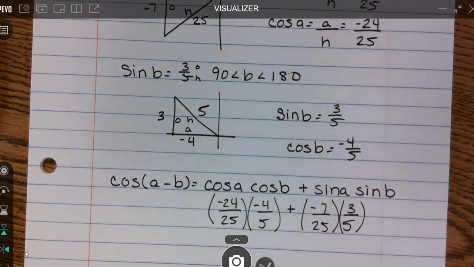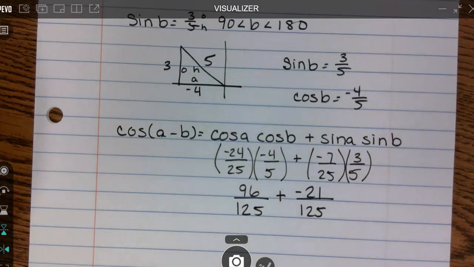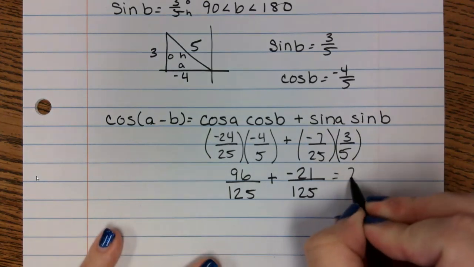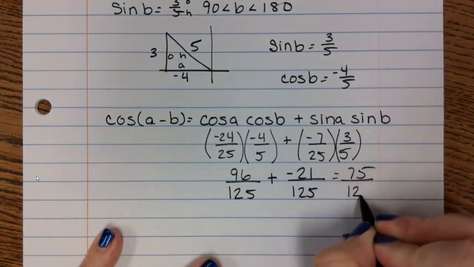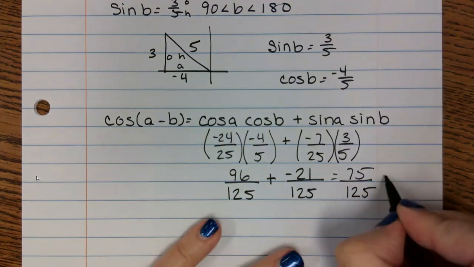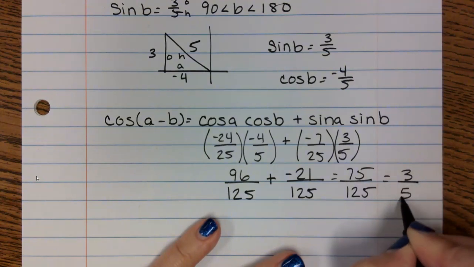Handy dandy calculator. So the top here equals 96. I think it's 125, yes. Plus a negative 21 over 125. I am so sorry. Let's get all that out of the way. Okay, and I forgot to mention on the last video, we should have a common denominator here. And this reduces to 75 over 125, and that reduces just to 3 over 5.